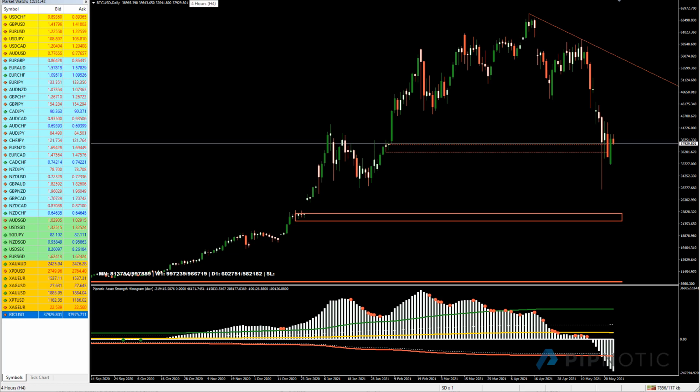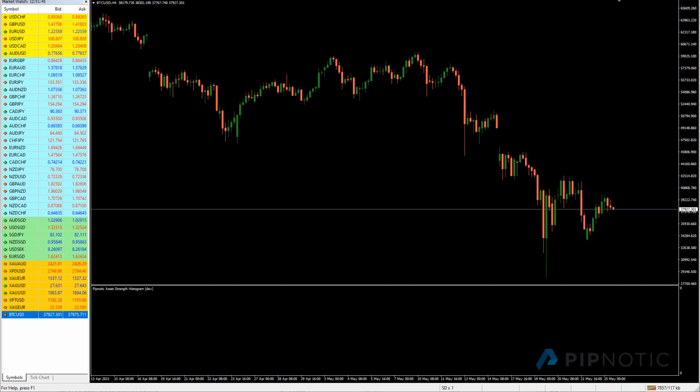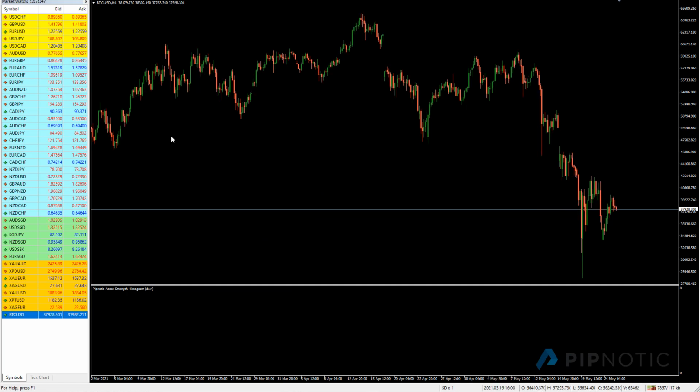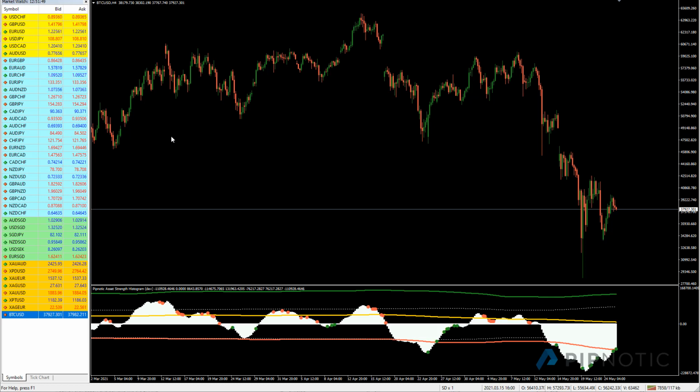So the tool is very powerful, and it can be used on pretty much anything. You can use it on currencies, on commodities, absolutely anything that your MT4 broker has available to you.